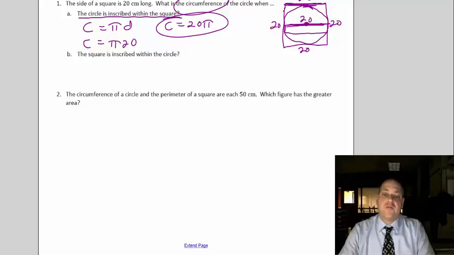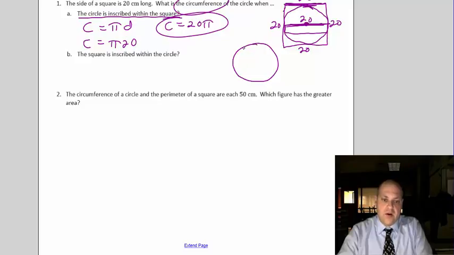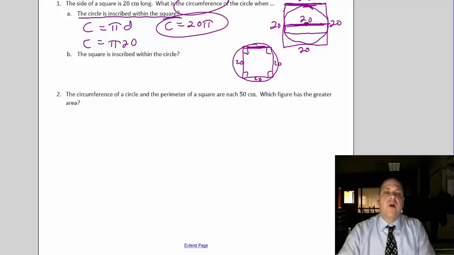All right, now for part B, the square is inscribed inside the circle. So we've got the circle first, and then the square is inscribed in that. It kind of looks like this. What we know about the square is obviously we have right angles here. The problem is we don't have the diameter now, because this is 20, right? These sides are all 20, but we don't have the diameter.